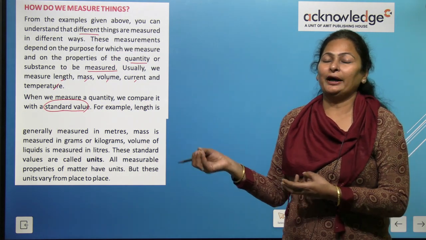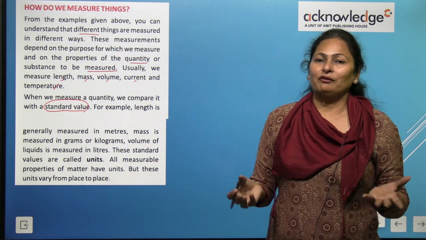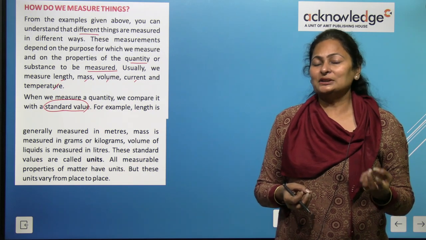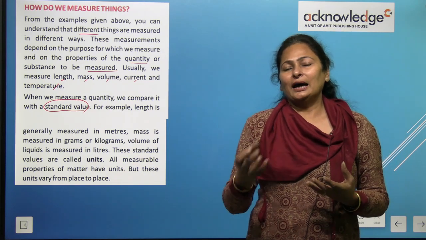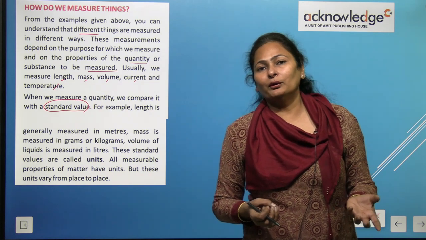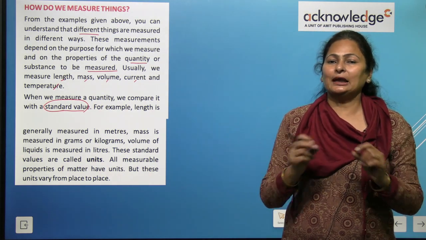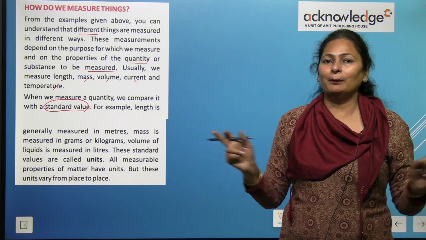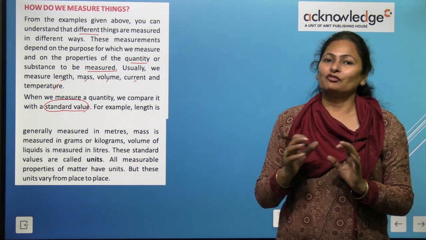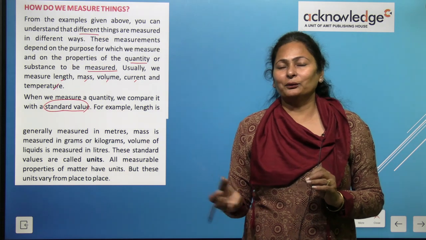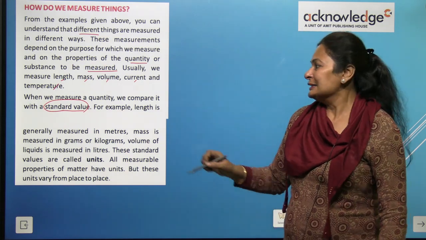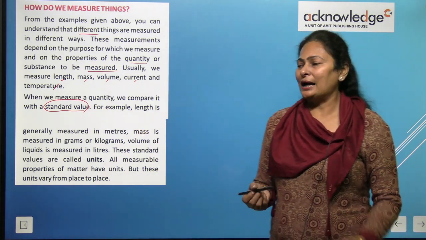You are going to buy 4 meters of cloth. If you are getting unstitched cloth, you ask the shopkeeper to give you 4 meters of cloth. The unit is the same and you will get the same amount of cloth, 4 meters, wherever you go. So these are called standard values or standard units.